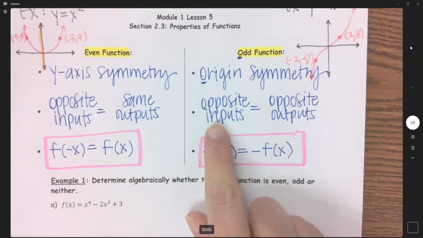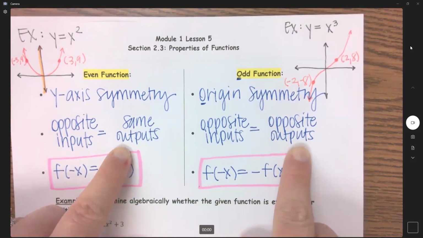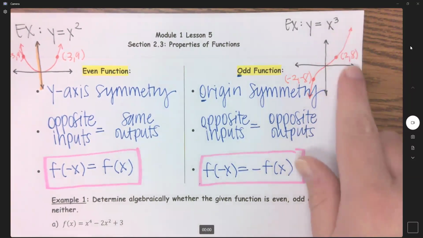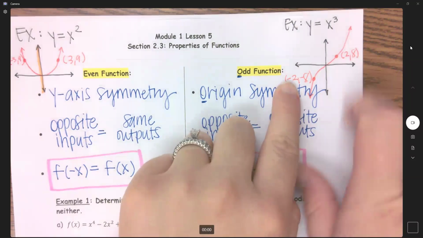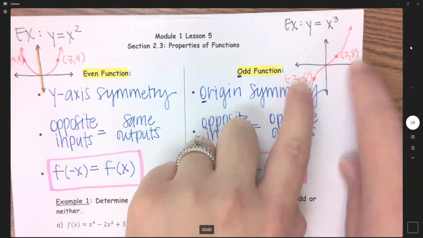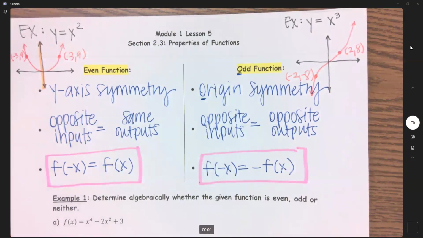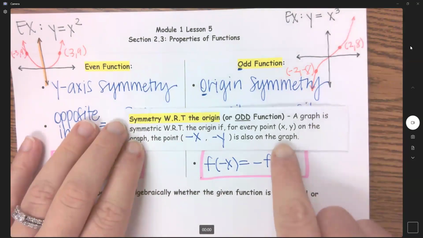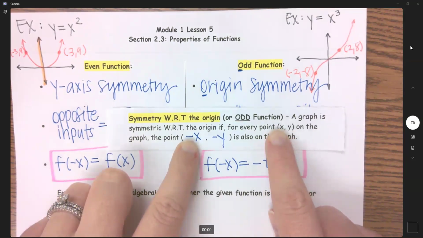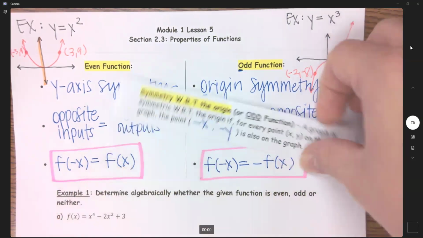And this one still has opposite inputs like we had here, but now we're going to get opposite outputs. Here we get the same outputs. So when I put in 2, 2 cubed gives me 8. When I put in the opposite input, negative 2, now I get the opposite output. Instead of 8, it gives me negative 8. And that is again what we had here: we had (x, y) and then (negative x, negative y). Opposite inputs, x and negative x, give me opposite outputs, y and negative y.